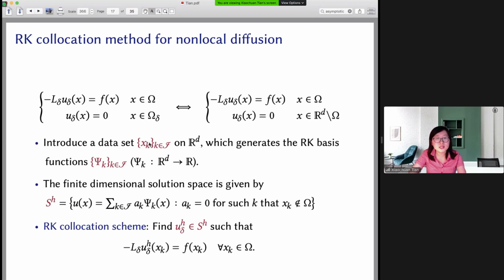Now, if you have a data set on R^d, then I can generate RK basis functions phi_k. And then I'll write the solution space as linear combinations of these phi_k, such that those coefficients a_k are 0 for those k such that x_k is not in the domain. So by seeking a solution in this solution space, I'm effectively imposing a zero boundary condition approximately. And the collocation scheme is just to find such a solution in this space, such that this equation holds at the nodes, at the data points x_k's. So this is our method.